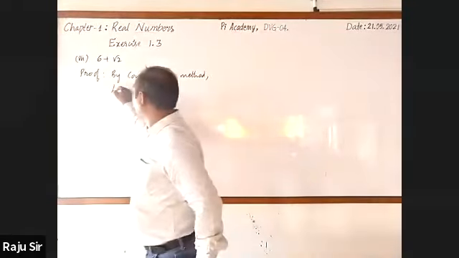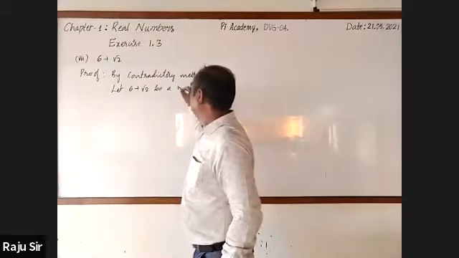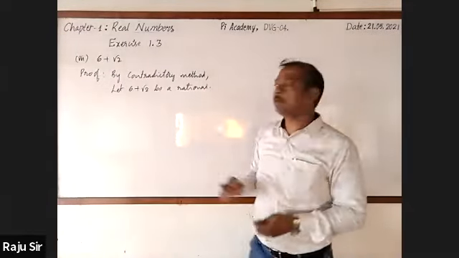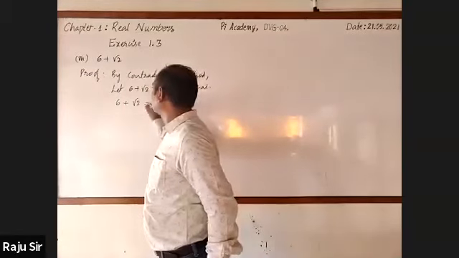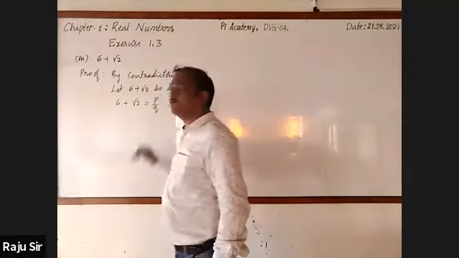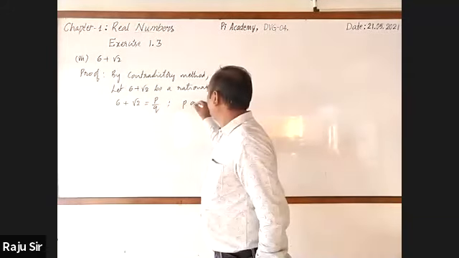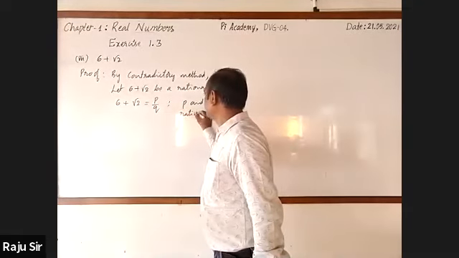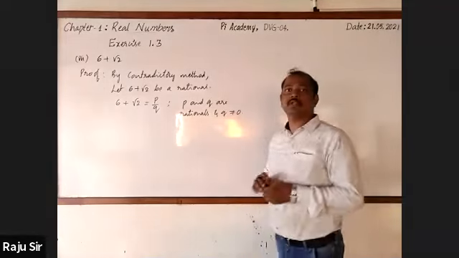Let us assume 6 plus root 2 is rational. Therefore, it can be written in the form of p by q. That is, 6 plus root 2 is equal to p by q, where p and q are integers and q is not equal to 0.